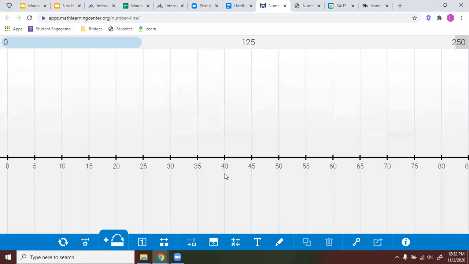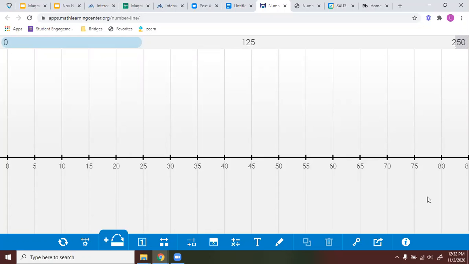All right, so you'll notice in this number line that it's skip counting by 5s. And you can pick out our friendly 10s here. So we've got 10, 20, 30, 40, 50, 60, 70, 80. And we're going to be doing some rounding today.